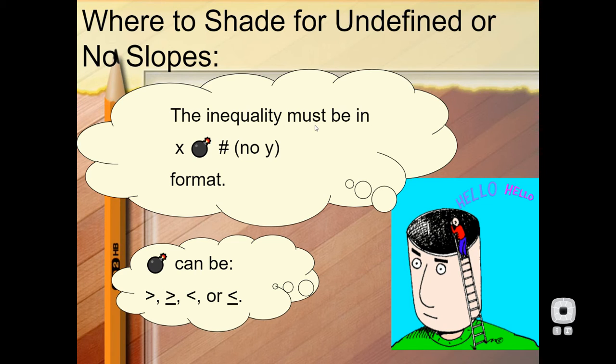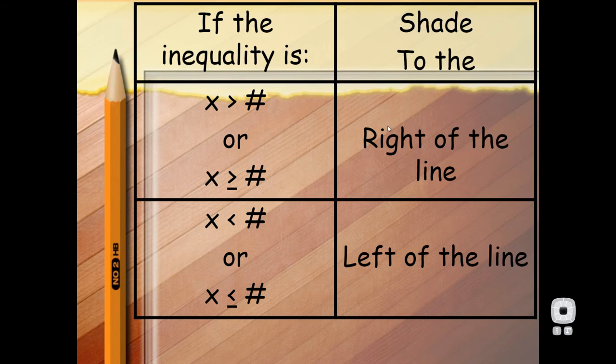A horizontal line, a flat line, is y equals something. So it's going to be in the format of x equals some number, or x is greater than or equal to, less than or equal to. So what we have to know is this. If it's a vertical line, then if it's greater than, we shade to the right. If it's less than, we'll shade to the left. Well, that makes sense when you think about it. That just matches up with the x-axis.